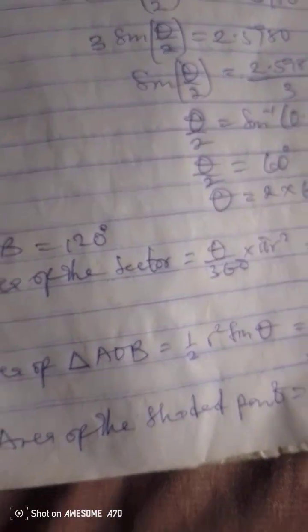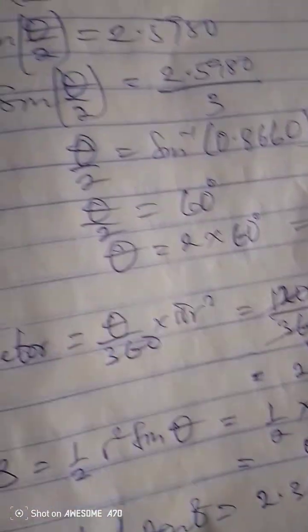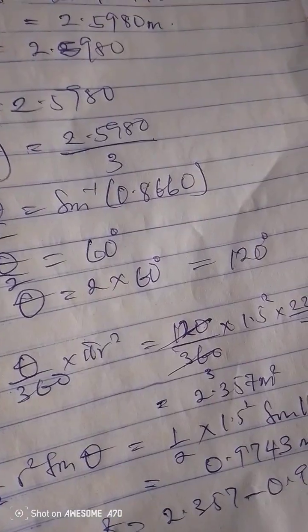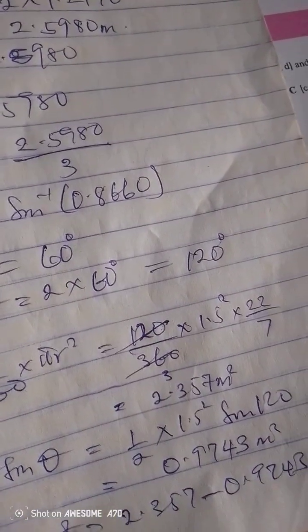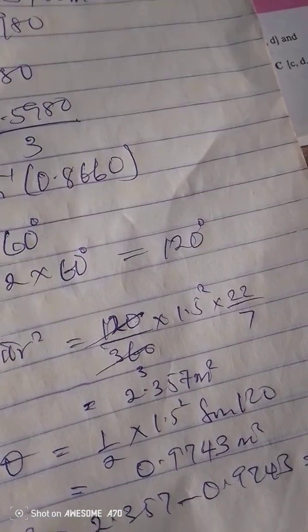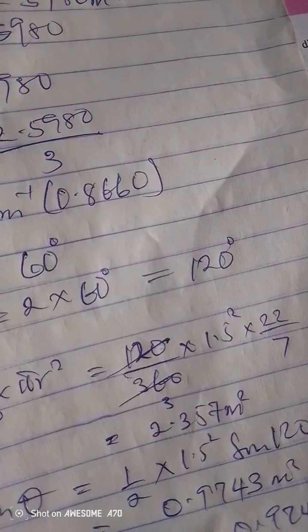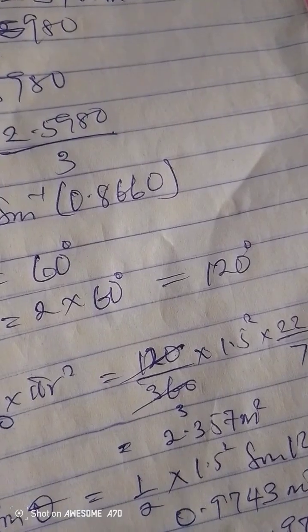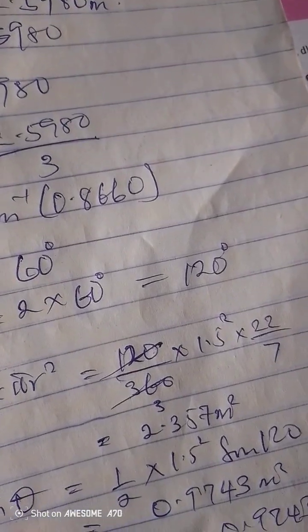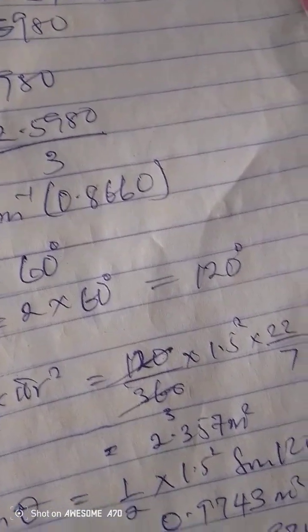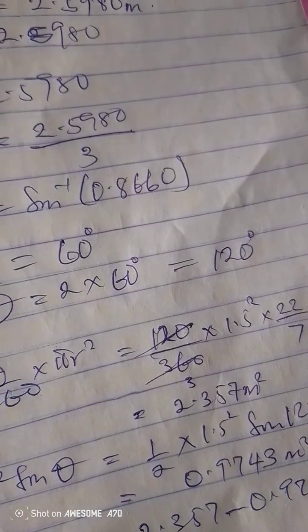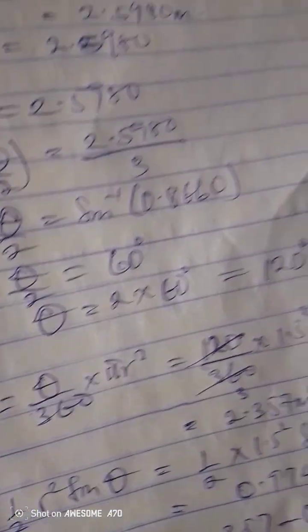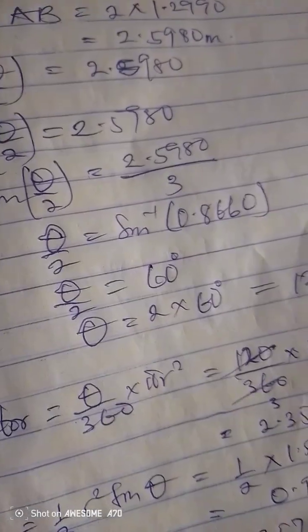The area of the sector is theta over 360 times pi r squared, which is 120 over 360 times 1.5 squared times 22 over 7. So we have 120 divided by 360 giving us 1/3. So we have 2.25 times 22 divided by 21, which gives us 2.357 meters squared. That's the area of the sector AOB.